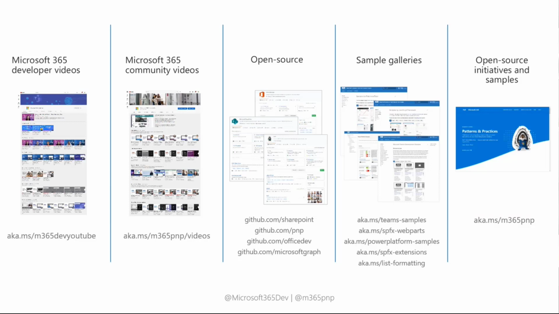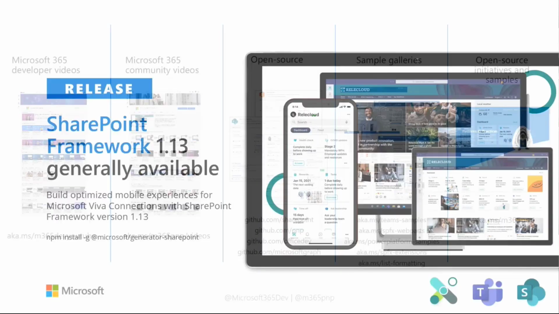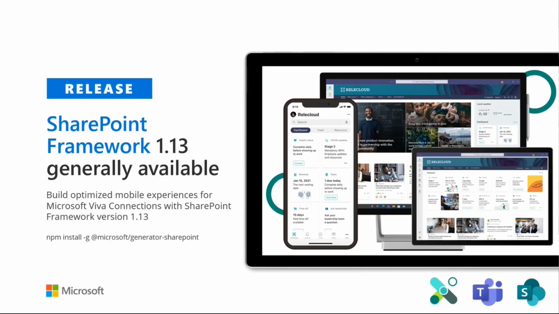aka.ms/m365pnp. One of the newest initiatives, or excuse me, the newest releases, I should say, is the SharePoint Framework 1.13. This is now generally available, so it is available for you to install and begin developing against. It is no longer in preview. Some very cool things like the Viva Connections dashboard and adaptive card extensions are available. So take advantage of that, get involved, and start creating some really, really cool things.